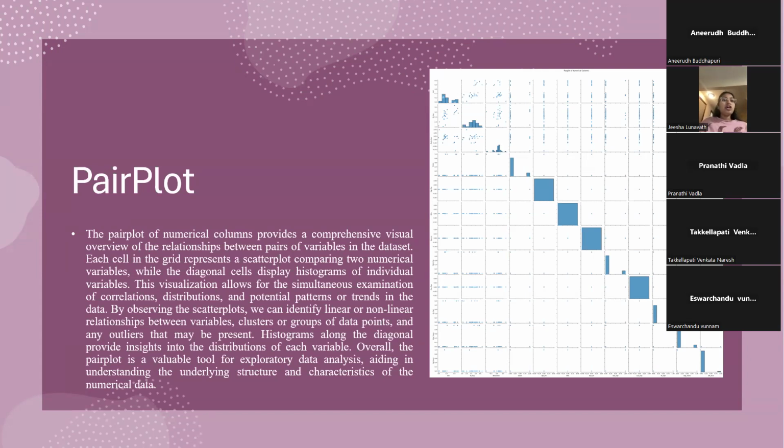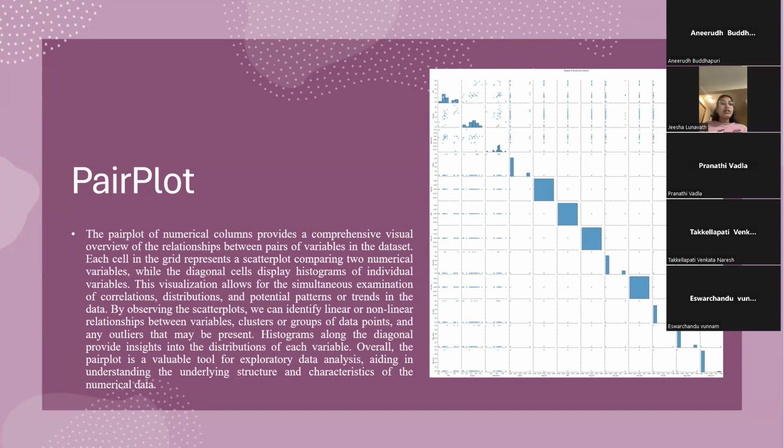Coming to pair plot of numerical values, the pair plot provides a comprehensive visual overview of relationships between numerical variables in a dataset. Each scatter plot cell shows comparisons while diagonal cells display individual histograms. This helps identify correlation patterns, trends, and outliers, aiding in exploratory data analysis.